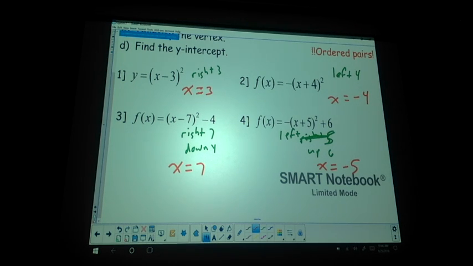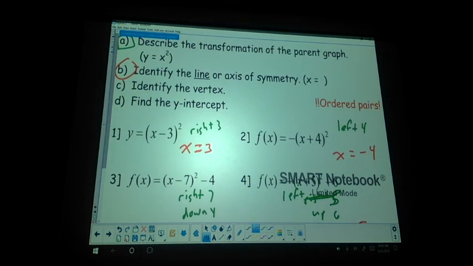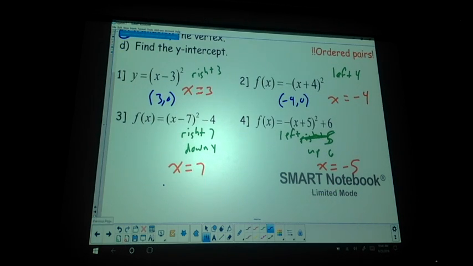You keep saying, what's this vertex garbage? We'll get there, I promise. All right, identify the vertex. Okay, so the vertex on this one's just going to be 3, 0. This one is going to be negative 4, 0. This one is going to be 7, negative 4. And this last one is what? Negative 5, 6.